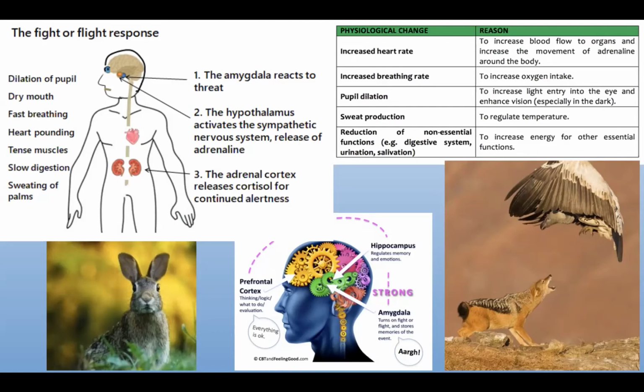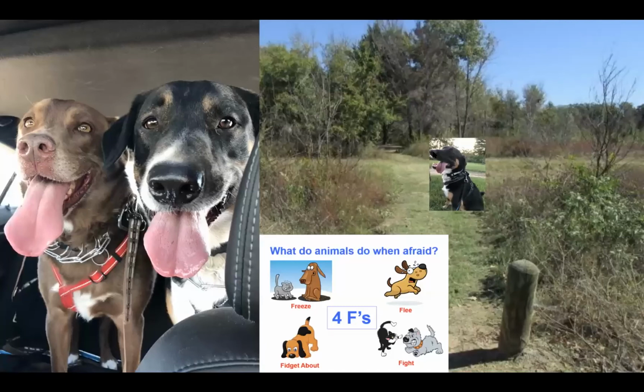Also, sweat production to help regulate temperature. So sometimes on those commercials, you hear about stress sweat. I'll be the first to admit I get stress sweat when I drive in traffic every day. So traffic is one thing that gives me anxiety. And then reduction of non-essential functions. So your body reduces the energy for non-essential functions so that you have enough energy for your body to run away if needed. And then in our next slide, this is just a personal example of the fight or flight response.